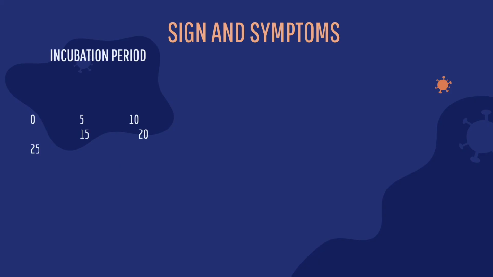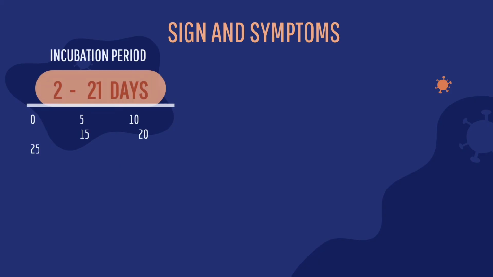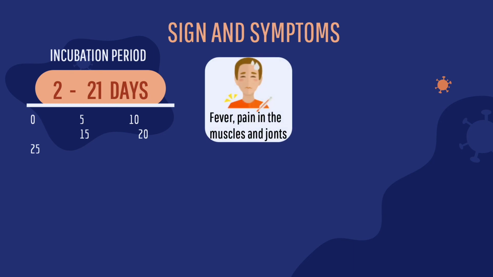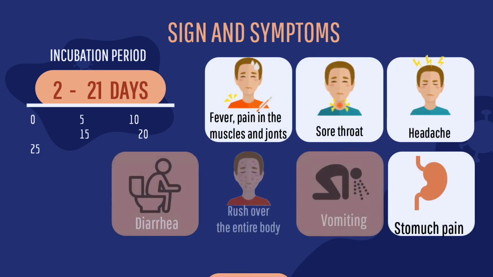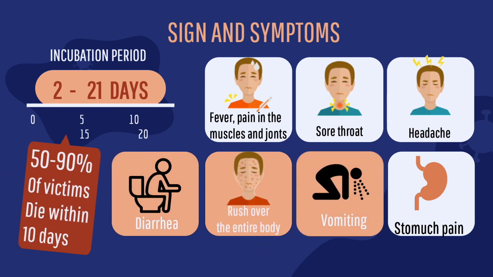The main symptoms usually start appearing from 2 days to 3 weeks after infection. Do you know 50 to 90% of victims die within 10 days? It shows symptoms like high temperature, sore throat, headache, and stomach pain, but quickly escalates to vomiting, sometimes with blood, rashes over the entire body, and diarrhea.